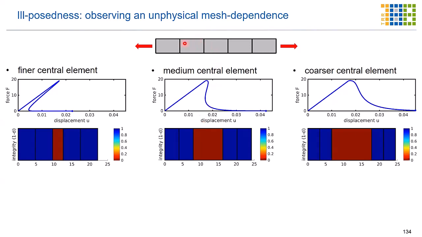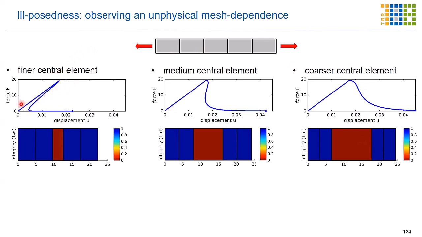If we use, for instance, 5 elements here, just 5 elements, and we are changing the size of the central one or making it finer, or can also adapt it. But here I just want to change the size. We see that the central element, as assumed here, is always damaging. So the integrity is dropping to 0 in this, and then in this case. So the left, the middle, and the right one.